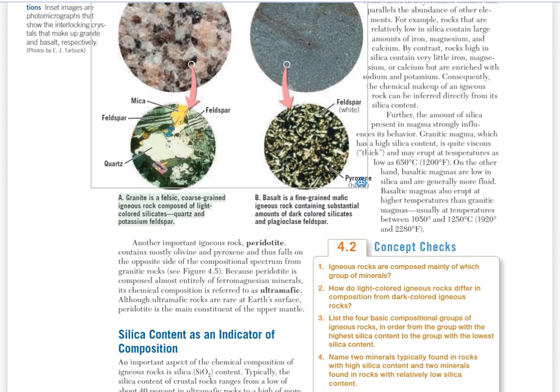A granite is a felsic, coarse-grained igneous rock composed of light-colored silicates, quartz, and potassium feldspar. Basalt is a fine-grained mafic igneous rock containing substantial amounts of dark-colored silicates and plagioclase feldspar.